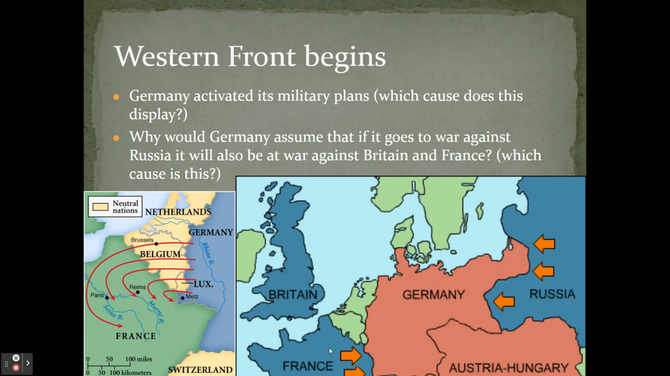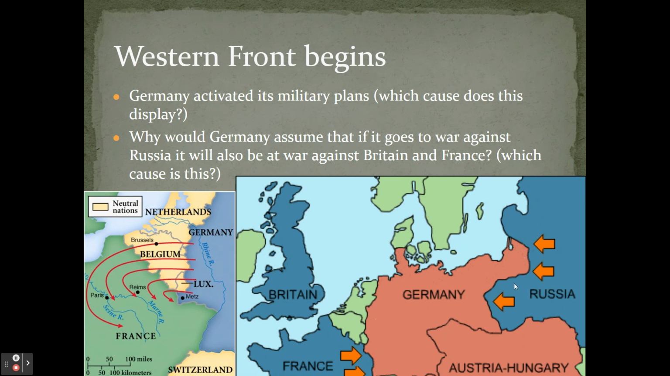So Germany activated its military plans. Remember, I told you with militarism, they had a plan in place for every possible war scenario that's going to happen. And so when they go to war, Germany's like, okay, we know if we're going to go to war against Russia, that Russia's allies are going to come defend it. And Russia's allies were Britain and France. So up until this point, Britain and France weren't even involved in the war yet. Okay, Germany had declared war against Russia, and that's pretty much it.